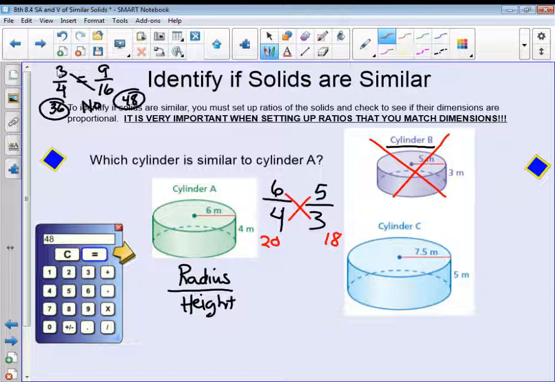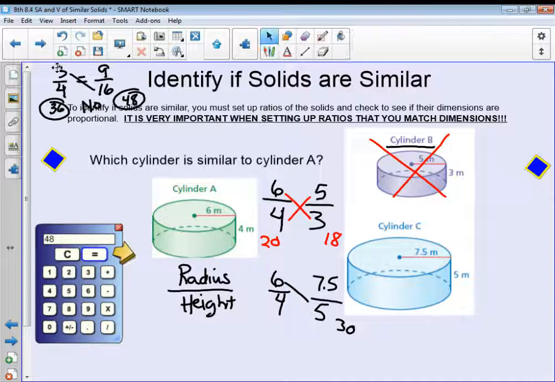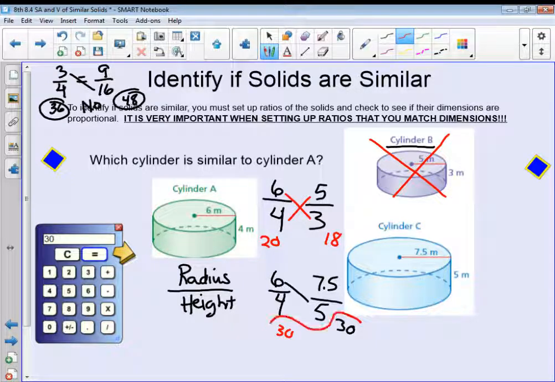Okay, so let's check cylinder C with A. For A, I'm still going to use 6 over 4, my radius over my height. My radius on C was 7.5 and my height was 5. So I'm going to check cross products. 6 times 5 is 30, and then 7.5 times 4 gives me also 30. Were these the same? Yes. So which cylinder is similar to cylinder A? We would say cylinder C. They were proportional to one another.